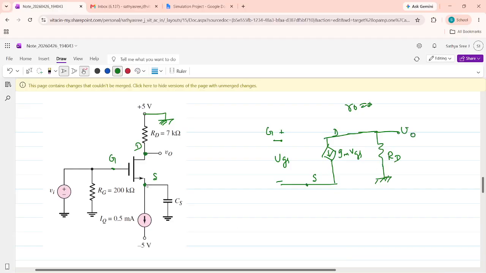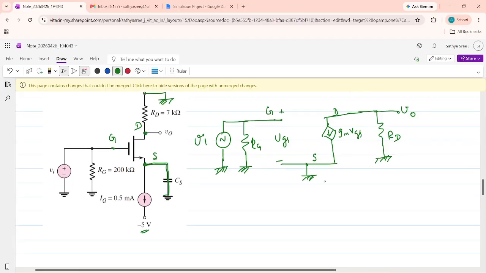Now to the source side, you can see there is a DC current source, a minus 5 volt supply connected here, and a capacitance. In the small signal model, the capacitance has to be short circuited. If you short circuit this capacitance, the source is directly connected to ground. So I can connect the source to ground. To the gate side, there is a gate resistance RG connected to ground, and a small signal input voltage Vi. Now this is the small signal equivalent model. For this, derive the voltage gain.